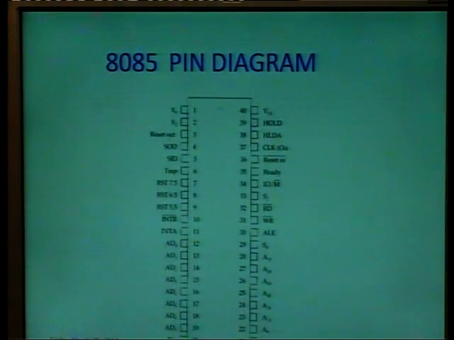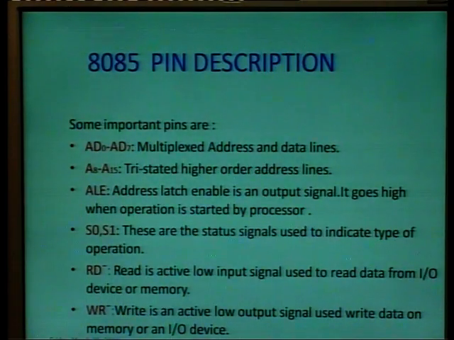This is the pin out diagram of 8085. There are 40 pins including the address and data bus. We discuss some of the important pins. AD0 to AD7 is a multiplexed address and data bus. It carries the lower order 8-bit address as well as the data bits, but at different times.